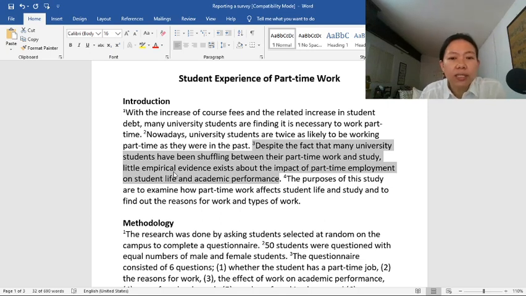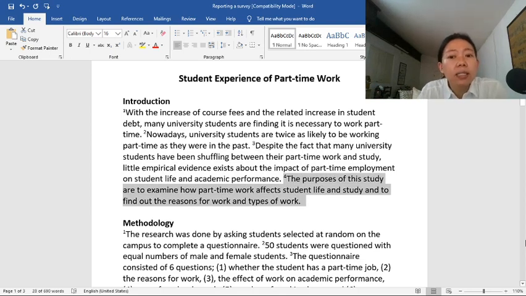So in the fourth sentence, the author said that the purposes of this study are to examine how part-time work affects student life and study, and to find out the reasons for work and types of work. So the fourth sentence tells the audience the purpose of the study, the aim of this study, and then the author will move on to the methodology.